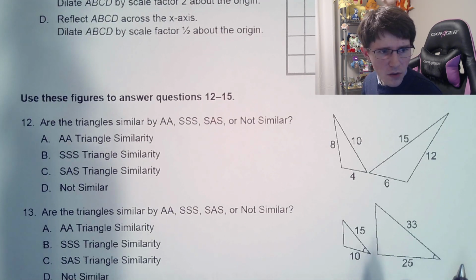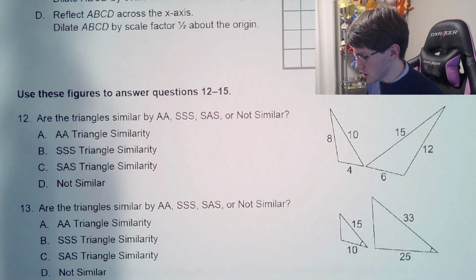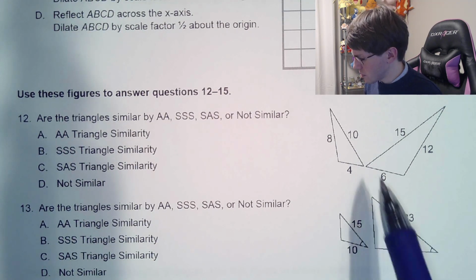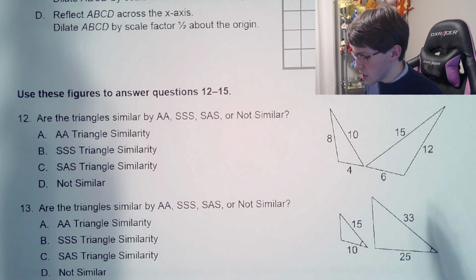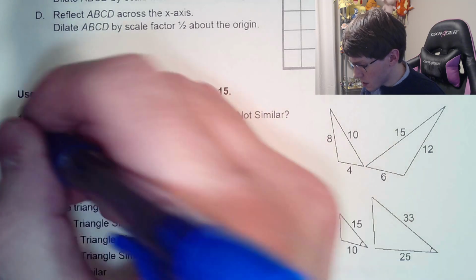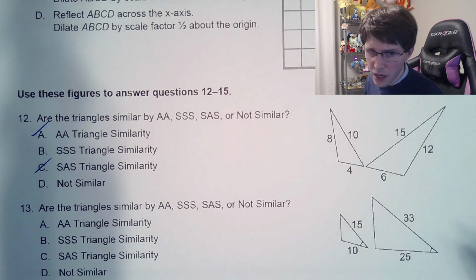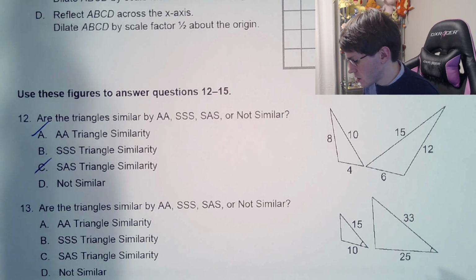Here we go. Are the triangles similar by angle, angle, side, side, side, or not similar? So to check which one it is, it looks like we have all the sides listed. But we do need to actually check to see if they are actually similar. So it's definitely not angle, angle, or side, angle, side, because we don't have the angles listed. We only have the sides. But let's actually compare and contrast.